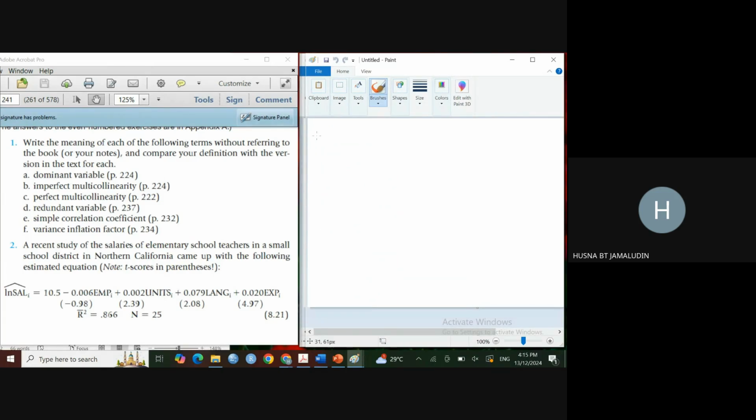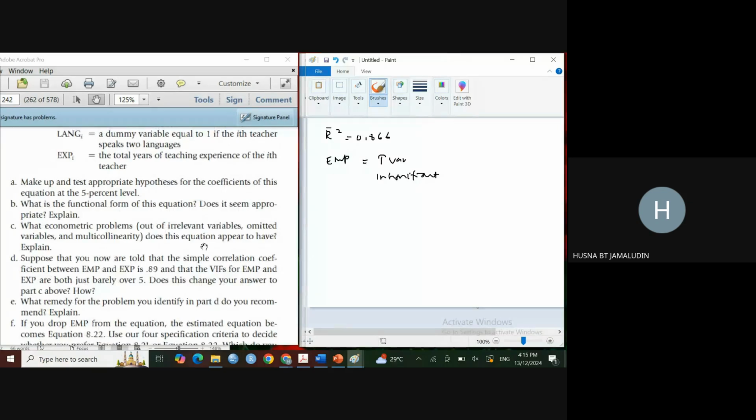So previously the R bar square is equal to 0.866. What else? T-score. We need to look at the T-score. Right, madam? Okay, so basically your T-score here, you have EMP here. EMP here is actually, basically this is high variance. That's why you have insignificant result, right?